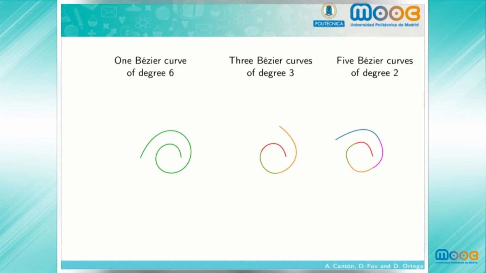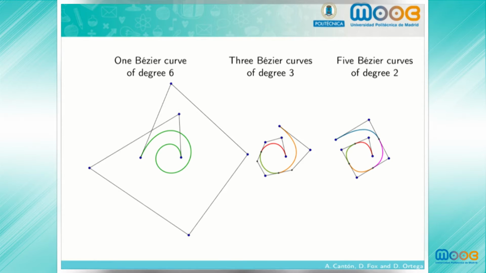On the screen we can see an example of a single Bezier curve of degree 6, 3 Bezier curves of degree 3, each of them in a different color, and 5 Bezier curves of degree 2, also in different colors. These are the respective control polygons. This is the control polygon of the single Bezier curve of degree 6. These are the 3 control polygons of the 3 Bezier curves of degree 3, and these are the 5 control polygons of the 5 Bezier curves of degree 2.